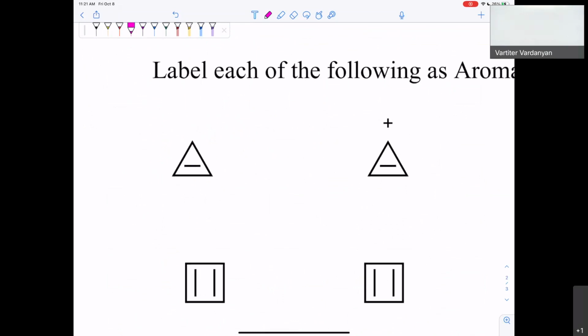So what do we think? Is this cyclic? Yes. Is it smaller than 8 members? Yes. So we're going to assume it's planar. Is it fully conjugated? No, exactly. So what is this guy? sp3, exactly. So like Eric said, it's going to be non-aromatic.